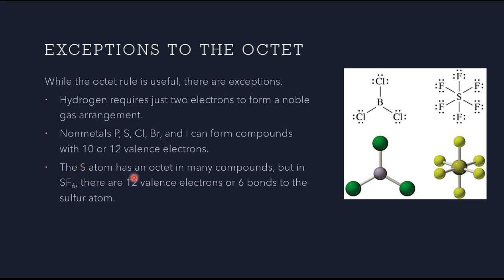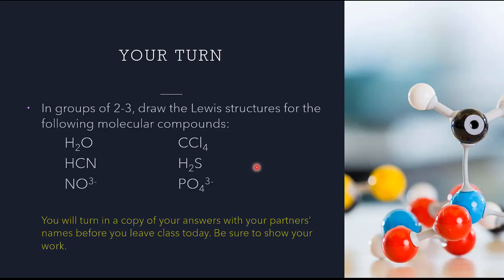The sulfur atom has an octet in many compounds, but in SF6, we actually can have 12 valence electrons for 6 bonds. So again, this is just important to note. The hydrogen rule is the one you are going to use the most. We're really not going to touch on these, but I just want to make you aware that rules are often broken. So, your turn.